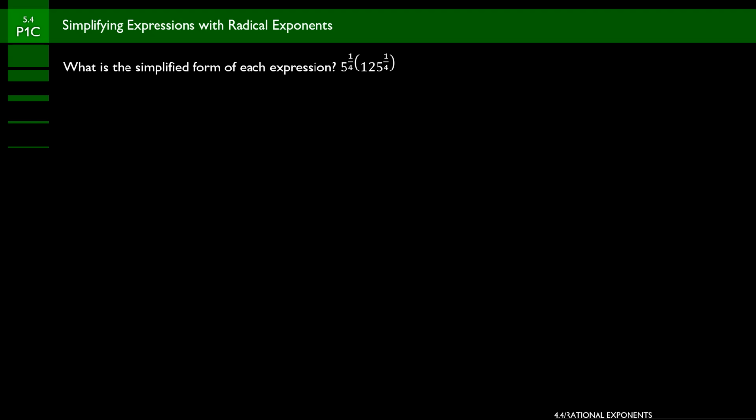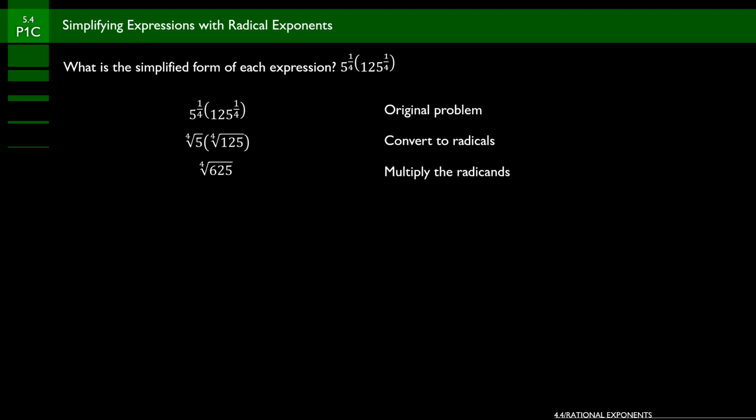For 1c, 5 to the 1/4 times 125 to the 1/4. So again, in each case, we've got a 4th root, so the 4th root of 5 times the 4th root of 125. 5 times 125 is 625, and that gives us the 4th root of 625 is 5.